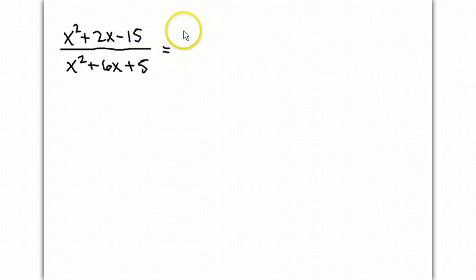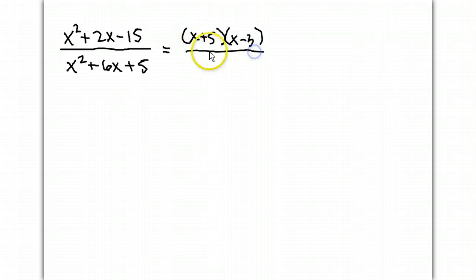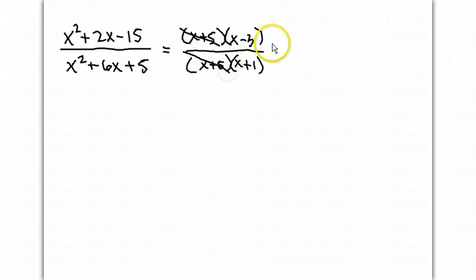So what two numbers multiply to give you negative 15 and add to give you a positive 2? Those two numbers are positive 5 and negative 3. So you have x plus 5, x minus 3. Similarly, what two numbers multiply to give you 5 and add to give you 6? That's 5 and 1, so x plus 5 and x plus 1. When you look at it in factored form, you see that the x plus 5 will cancel. So the answer would be x minus 3 divided by x plus 1.